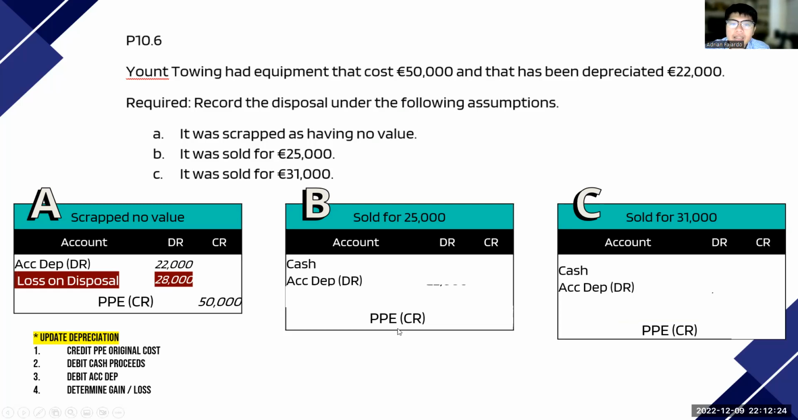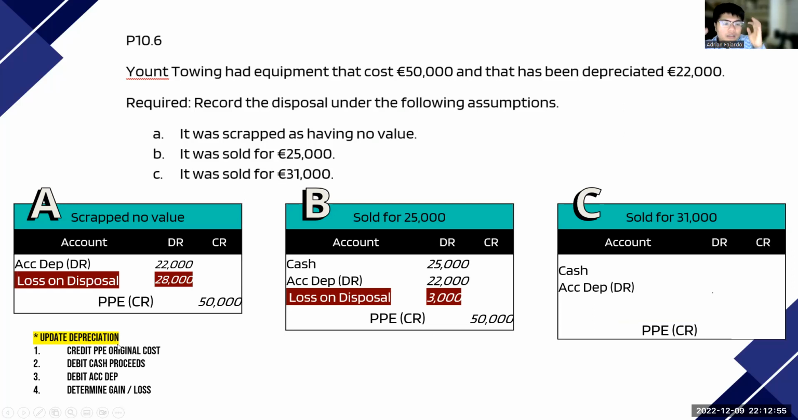Step 1, credit the PPE at original cost, which is 50,000. Step 2, debit cash proceeds. Ito ngayon meron tayo, 25,000. ACDEP of 22,000. So now, ano yung difference? May kulang pa tayo na debit of 3,000. And if it's debit, it's a loss. If it's a debit, it's an expense. Therefore, if it's an expense, it's a loss on disposal. Last, scenario C. It was sold for 31,000.